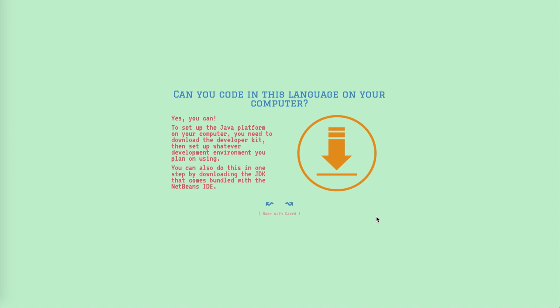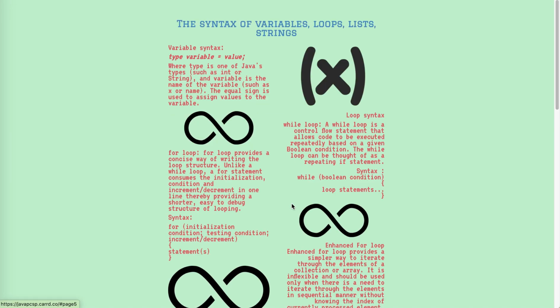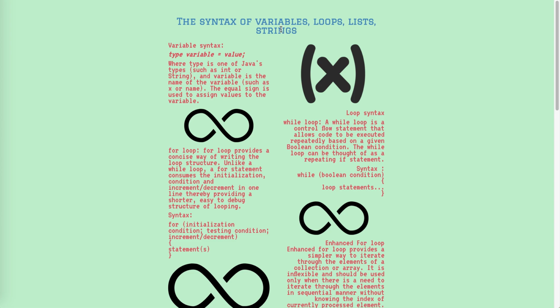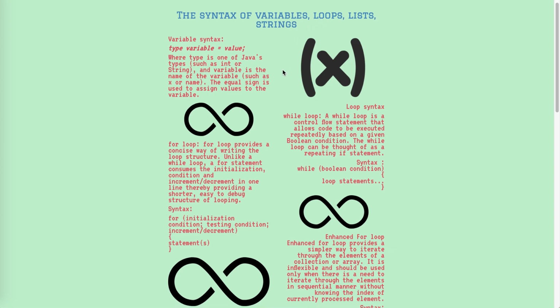Yes, you can. To set up the Java platform on your computer, you need to download the developer kit and then set up whatever development environment you plan on using. You can also do this in one step by downloading the JDK that comes bundled with the NetBeans IDE. So the syntax of Java includes variables, loops, lists, and strings, which we'll go over here.